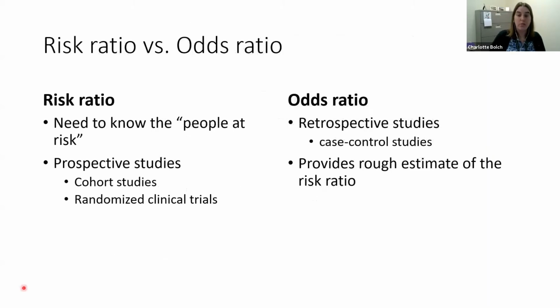So odds ratios and risk ratios are similar, but they represent different values and are used to report descriptive measures for different types of studies. For risk ratio or relative risk, you need to know the people at risk. That is why the statistic is usually calculated for prospective studies, such as cohort studies or randomized clinical trials. The odds ratios are normally calculated for retrospective studies, such as case control studies. For rare diseases, however, the relative risk and odds ratio are very nearly the same.